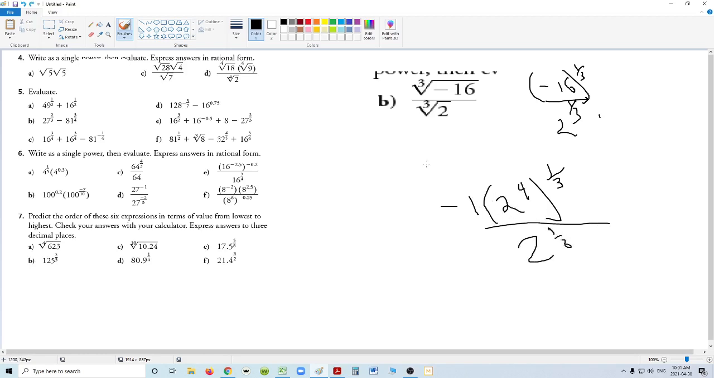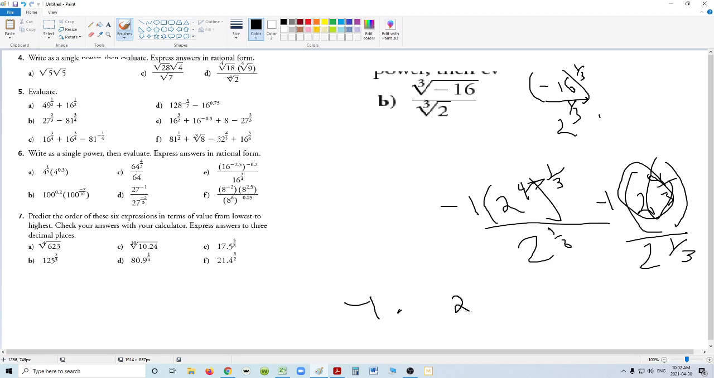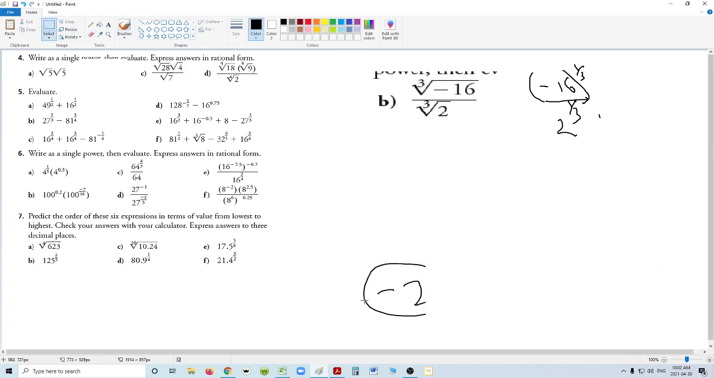Now I think I can do it. Let's see, I'll resolve them using the long method. I have to multiply them, so I get 2 to the 4 thirds, all times minus 1, over 2 to the third. What's 2 to the 4 thirds over 2 to the 1 third? I have to subtract 4 thirds minus a third, so I get minus 1 times 2 to the 3 over 3, which is just 1, which is just 2. So the answer I should get is minus 2. Now let's go back and just solve it up here.